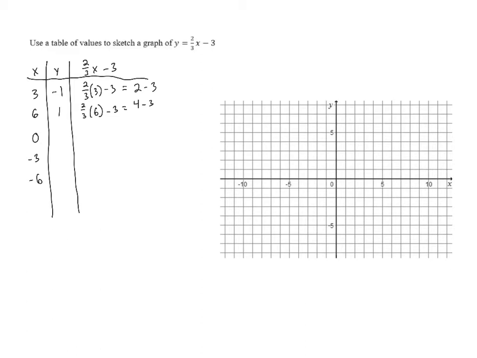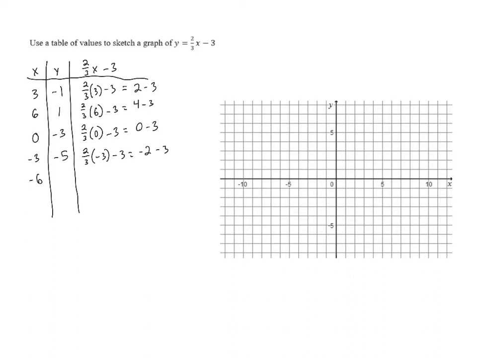When x is 0, we have 2/3 times 0 minus 3. Anything times 0 is just 0, and 0 minus 3 is -3. Next, let's plug in -3 for x. We have 2/3 times -3 minus 3. 2/3 times -3 ends up being -2. And then -2 minus 3 is -5.